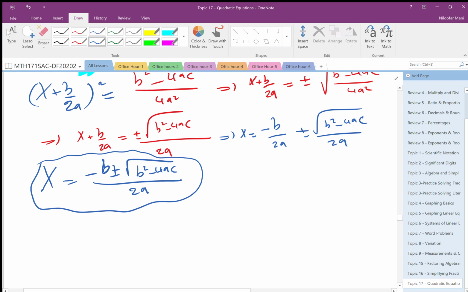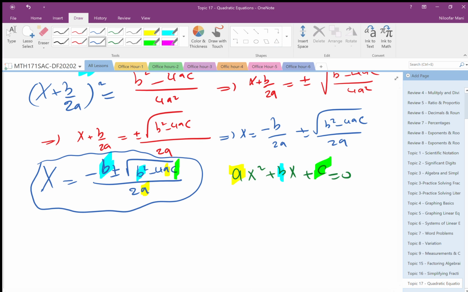So you can notice I found the formula. So if I have ax squared plus bx plus c equals 0, then I can use all these numbers here in the formula to just find my answer.